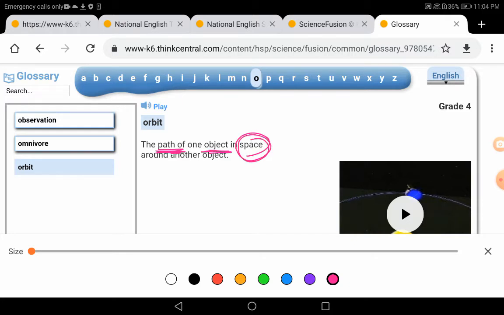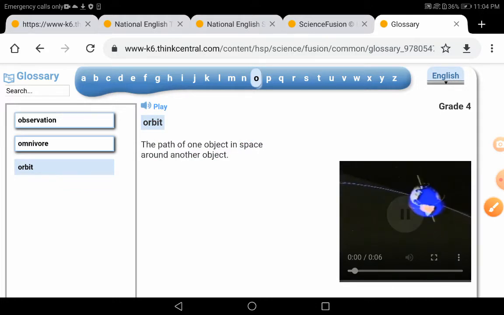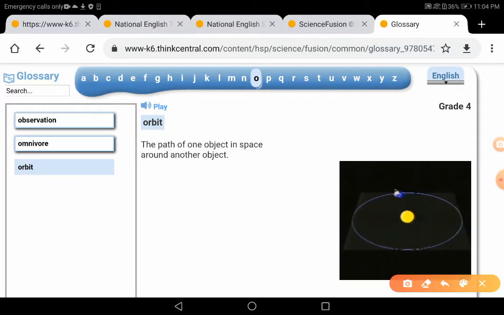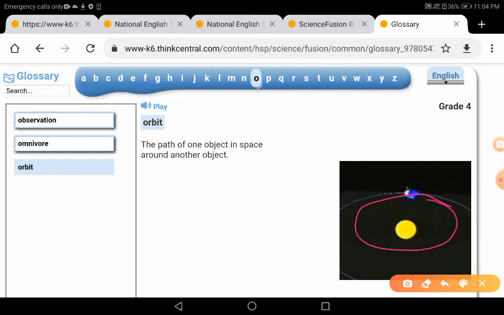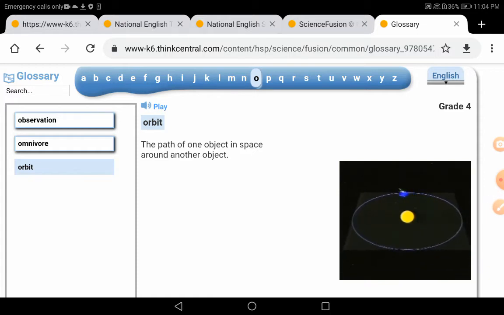When we talk about space, we use the word orbit. It moves around another object. An object moves around another object in space. The path is called the orbit. Let's see the video. As you can see here, this is the path of Earth that moves around the sun. Okay? Path, it's an orbit of an object, which is the Earth, here, around another object, which is the sun.